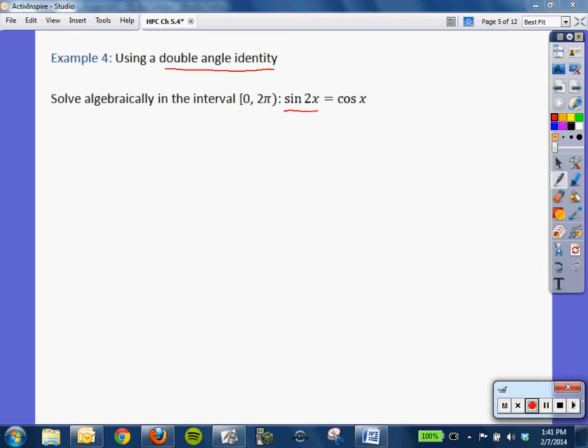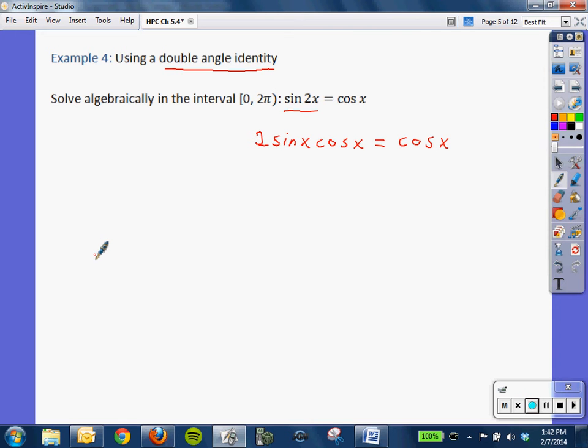Okay, so let's make a substitution in for the sine of 2x. That's a double angle identity for 2 times the sine of x times the cosine of x. Our goal right now is to pull everything to one side, factor everything on one side, set our factors equal to 0, and solve.